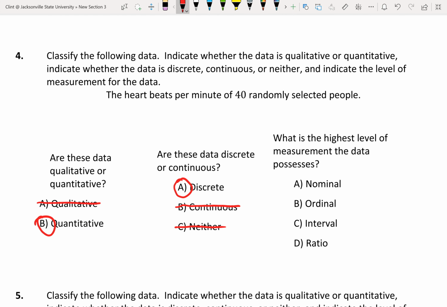Okay, and then what's the highest level of measurement? Well, we said it's quantitative, so it's got to be either interval or ratio. All right, so we can mark off nominal and ordinal here. So the difference between those two is for ratio level data, 0 actually means the absence of something or the beginning of something. So what does it mean if you have a heartbeat of 0 beats per minute? That means your heart's not beating, right? The absence of a heartbeat. So this one is ratio. It's ratio. Because 0 actually means 0, actually means nothing.